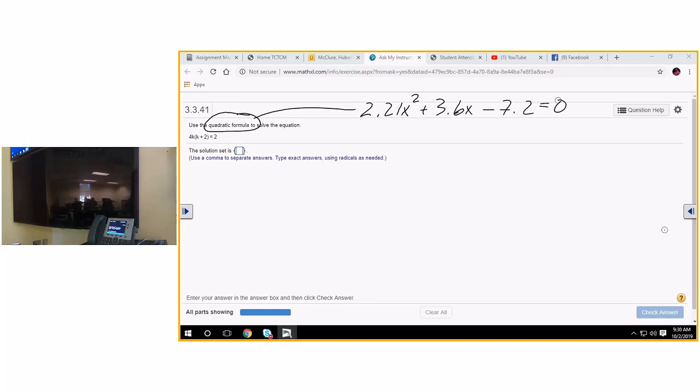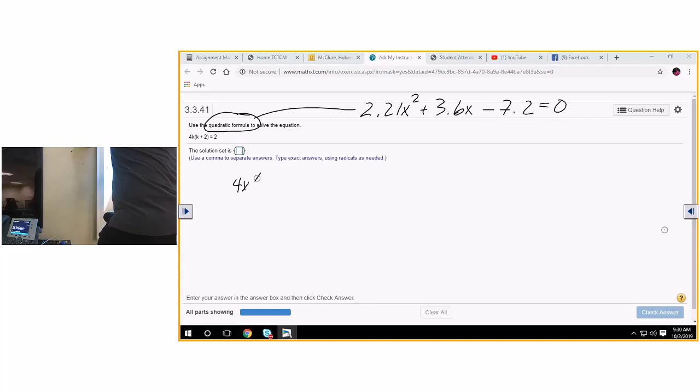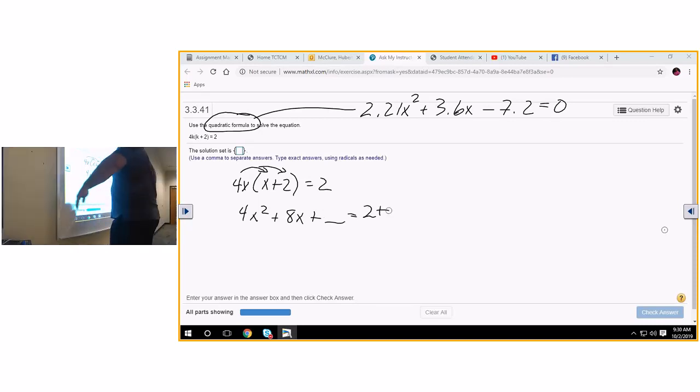All right. So 4x times x plus 2 equals 2. First thing you're going to do is what? And that's 4x squared plus what? 8x plus blank is equal to 2 plus blank. All right, go to it.